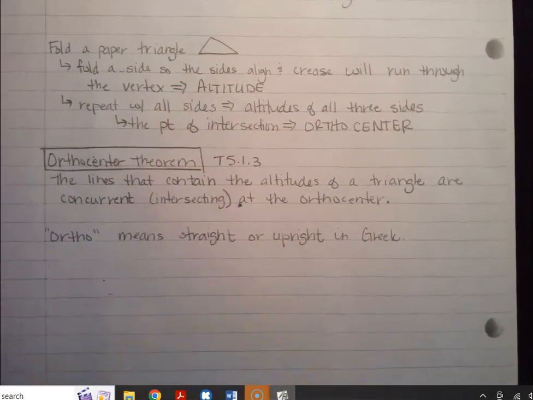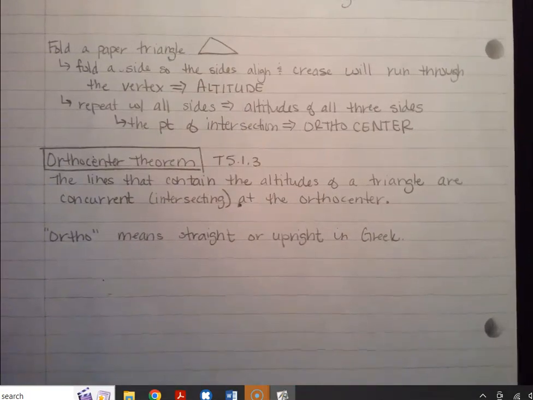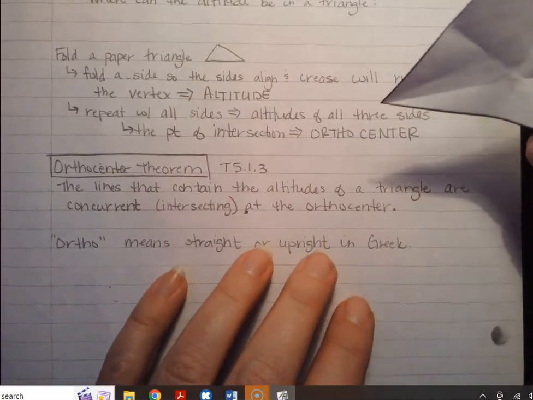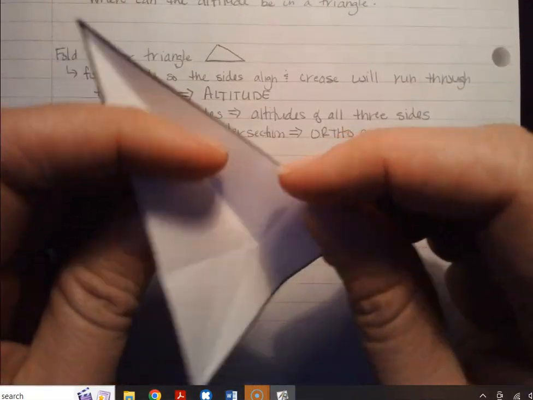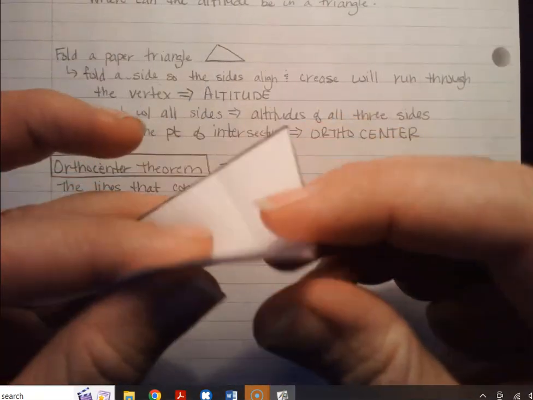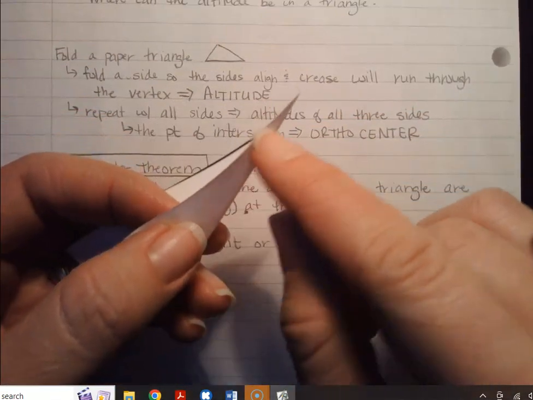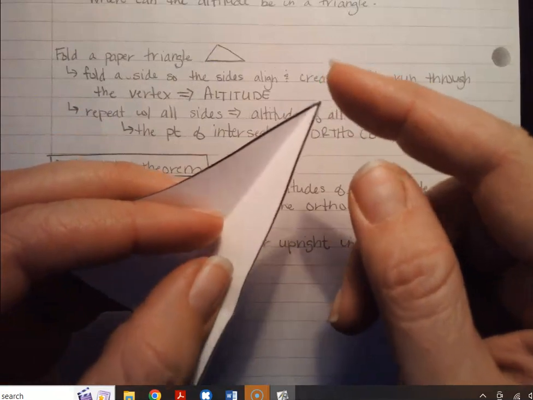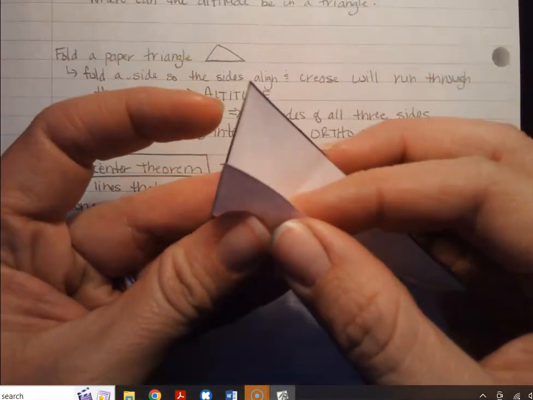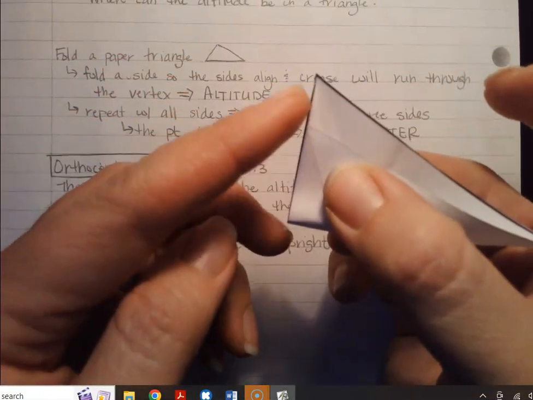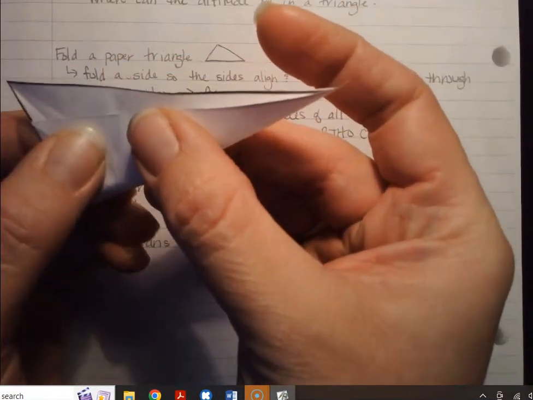So you take your paper triangle, fold a side so that the sides align. You want the bottom of your sides to align, but the crease has to run through the vertex. Mine's a little off right here. So you want to fold it where the sides align, like here, but it has to run through the vertex.